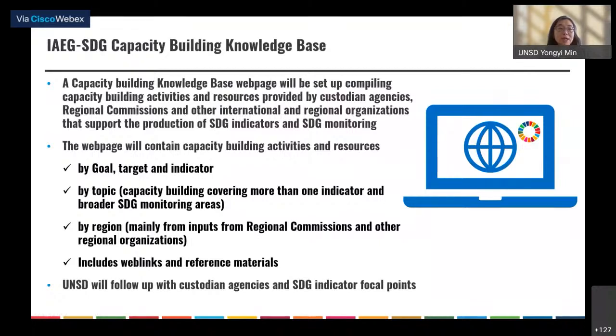Based on all this information collected, a capacity building knowledge base website will be set up on the IAEG website, which will compile all the capacity building activities and resources provided by the custodian agencies, regional commissions and other international and regional organizations that support the production of SDG indicators and broader SDG monitoring. The website will contain capacity building activities and resources by goal, target and indicator, and also by topic if the capacity building covers more than one indicator or broader SDG monitoring areas. Also by region, mainly from input from the regional commissions and other regional organizations.